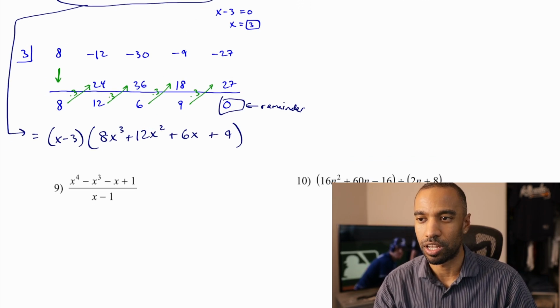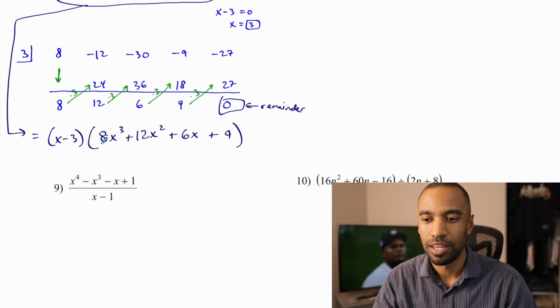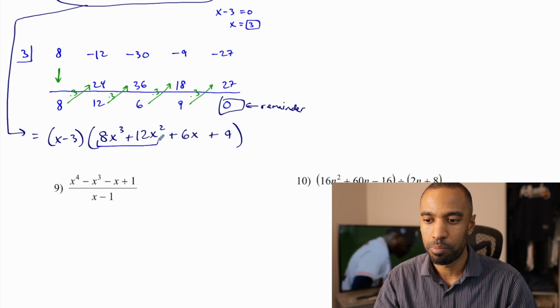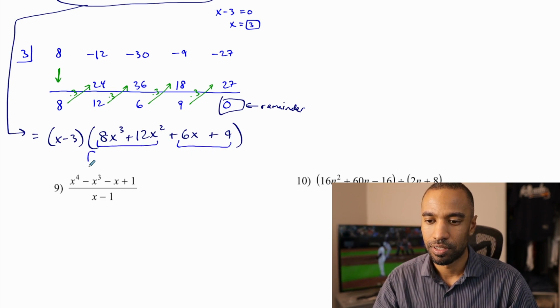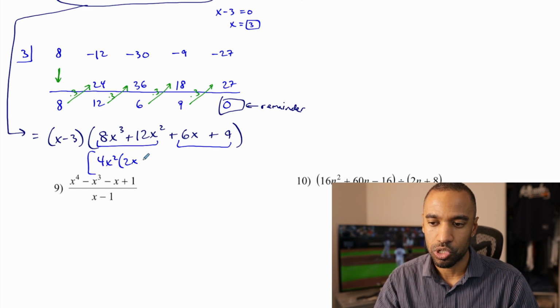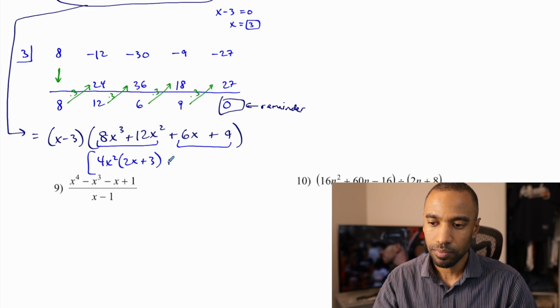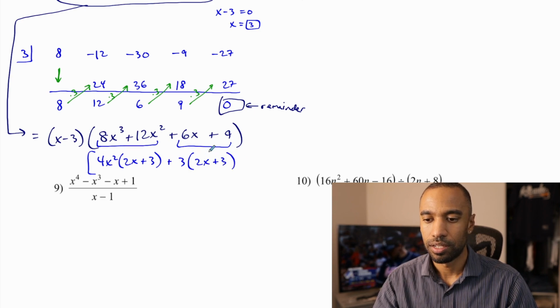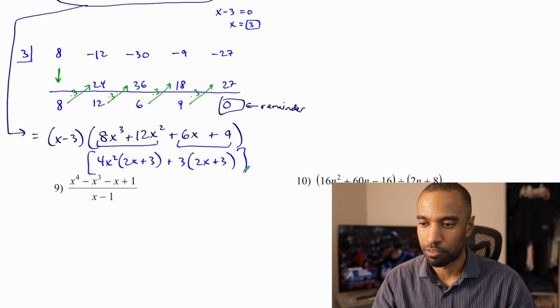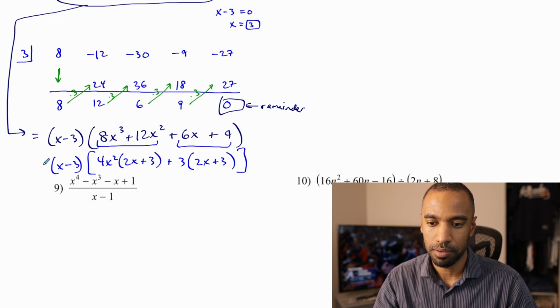You didn't think I was going to go without trying to factor this out, did you? Let's try and factor this by grouping. 4x squared can factor out of there, and you're left with 2x plus 3. A 3 can factor out of here, and you're left with 2x plus 3. Kind of running out of room. By the way, we still have this x minus 3 here.